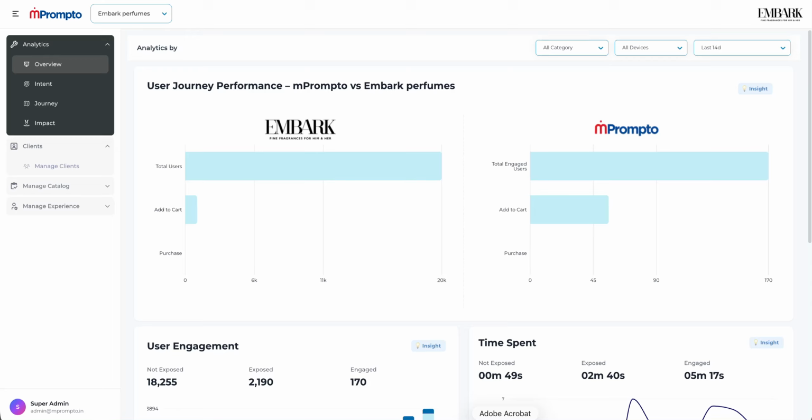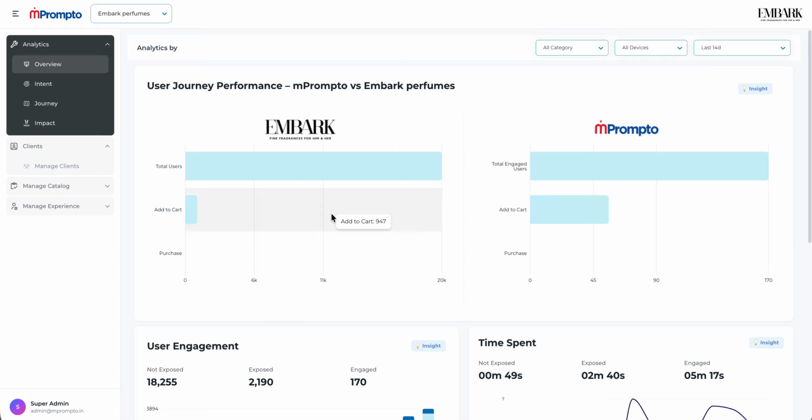This is the analytics dashboard for mPrompto. It has four key parts: overview, intent, the journey, and impact of mPrompto finally being shown. A user always opens up with the overview window where they get to see the total number of users and the total number of add to carts that they had.